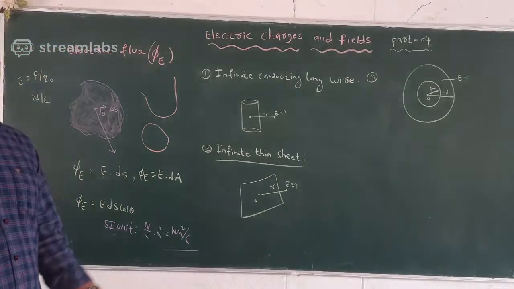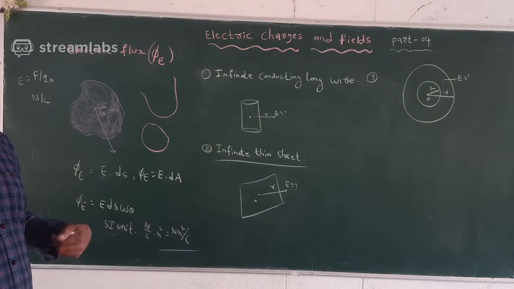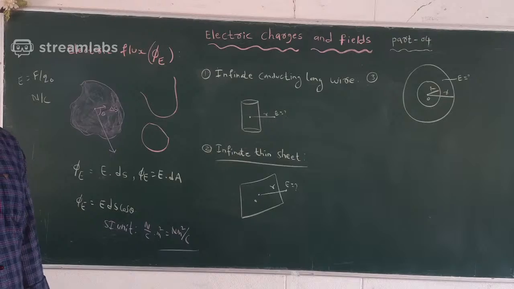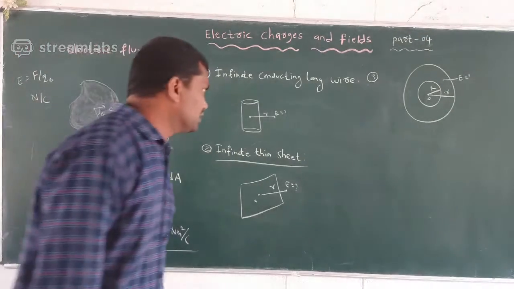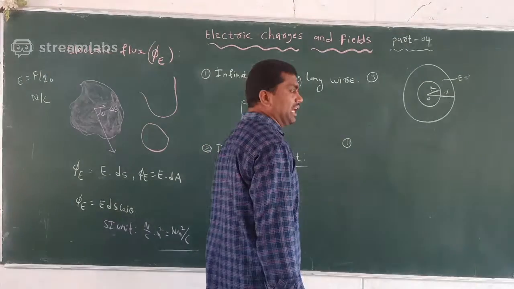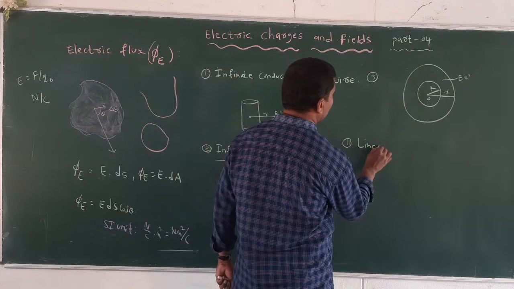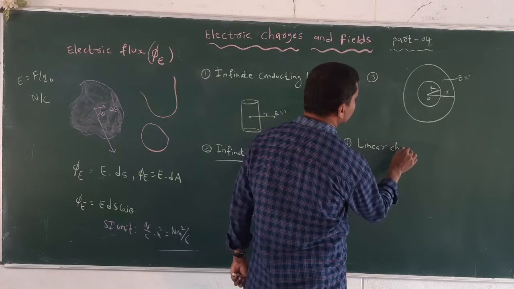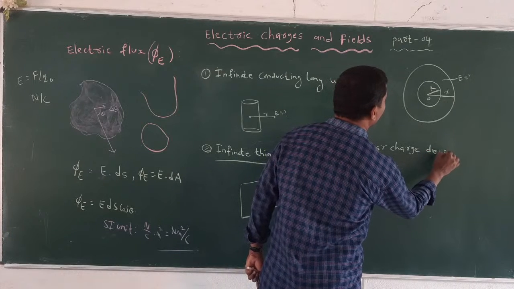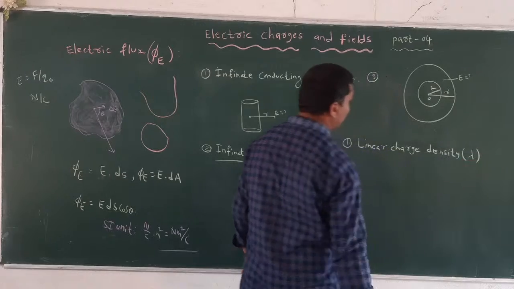Before going to these examples, I am telling you some definitions about the continuous charge distribution. The first one is represented by lambda. Lambda is called linear charge density.